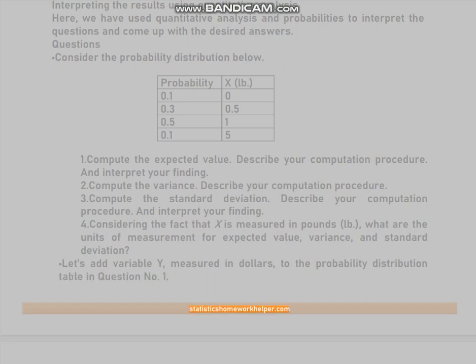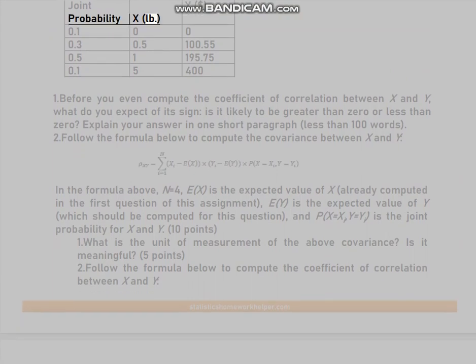Joint probability, X in pounds, Y in dollars. 0.10, 0; 0.30, 0.5, 100; 0.55, 0.51, 195.75; 0.15, 400. 1. Before you even compute the coefficient of correlation between X and Y, what do you expect of its sign? Is it likely to be greater than 0 or less than 0? Explain your answer in one short paragraph, less than 100 words.